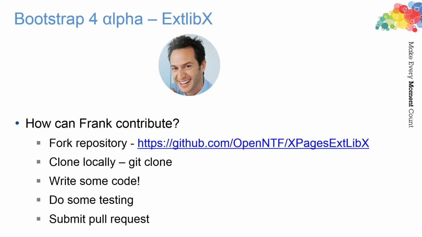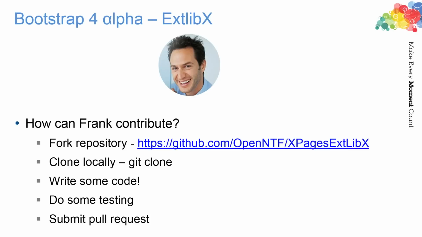This is a very early stages piece of work, so you can get in from the ground and start helping to build up the XPages support for Bootstrap 4 going forward. So you would go to the GitHub repository, you'd make a fork, you would clone that locally, you can then start writing some code, test it out hopefully a bit to make sure that it's good code, and then you can submit a pull request back to the GitHub repository.